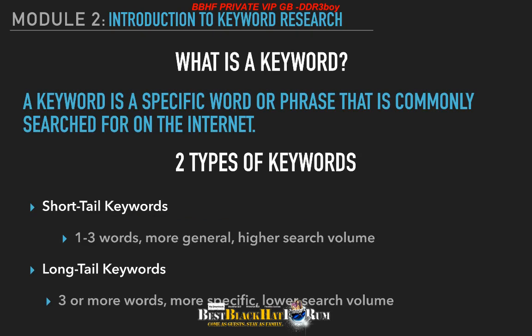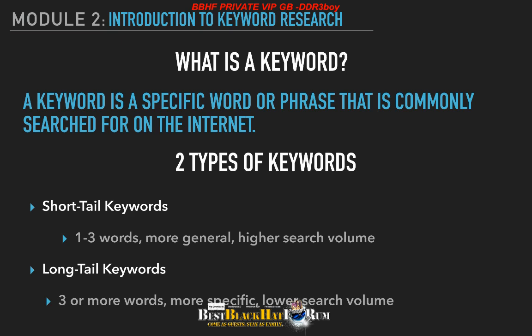Now you might be wondering, what is a keyword? Well, I define a keyword as a specific word or phrase that is commonly searched for on the internet. So anything that you might type in on Google, on Yahoo, on Bing, any of the search engines, maybe even YouTube, you might search for something on Amazon or even on Facebook or Twitter. Any word or phrase that is commonly searched for is what a keyword is.